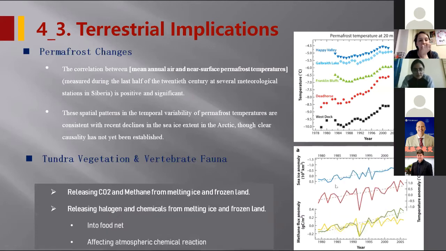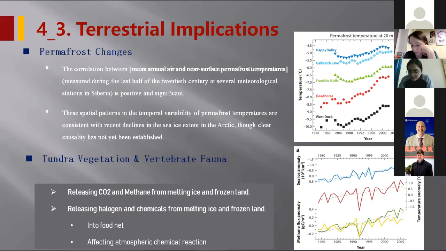So we can see the release of CO2 and methane from the melting of the frozen ice, and the release of halogen chemicals on the surface, which then enter the food chain, affecting atmospheric chemical reactions. We can also look into another aspect, the marine nutrient flow cycle and marine primary productivity. Climate change driven changes in primary production have consequences for biogeochemical cycling, the success of top predators, and the yield of harvestable resources in the Arctic Ocean.